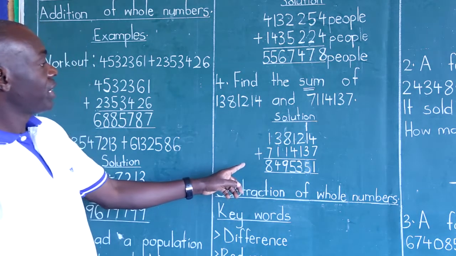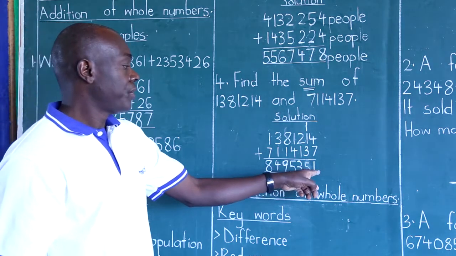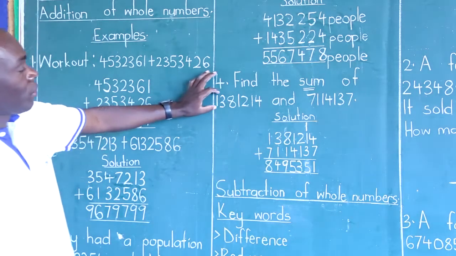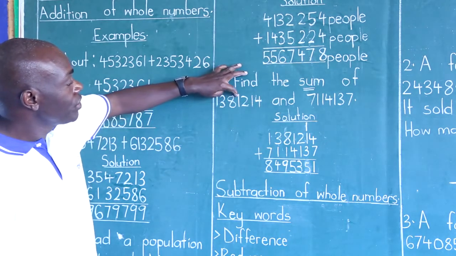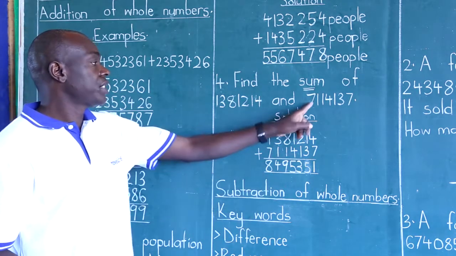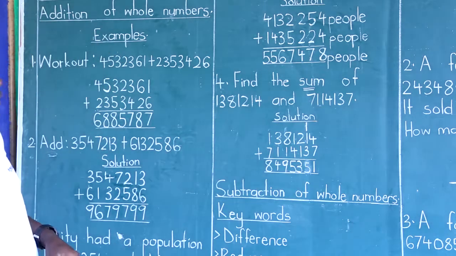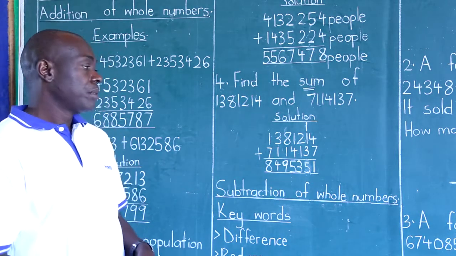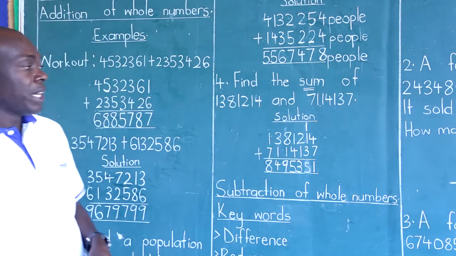The sum is 8,495,351. Always check to see whether the transfer here is okay. Check whether this figure is the same as this: 1,381,214. It's the one transferred here. Then 7,114,137. It's the very one transferred. Then start adding properly. Wherever you make a 10 and beyond, please write that digit under ones and regroup 1, like I've said.